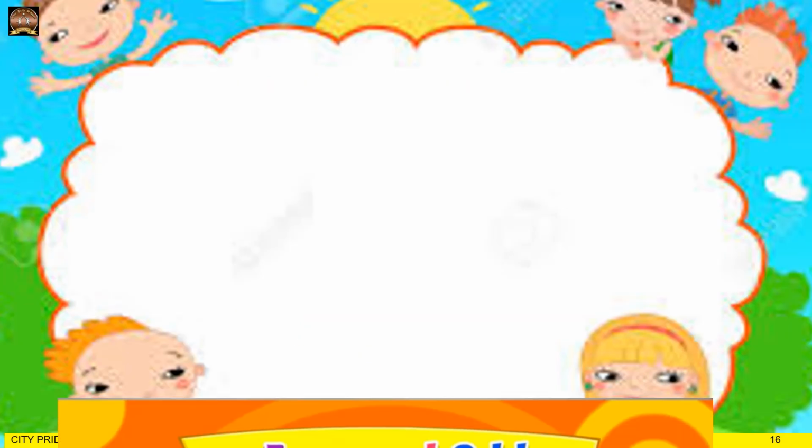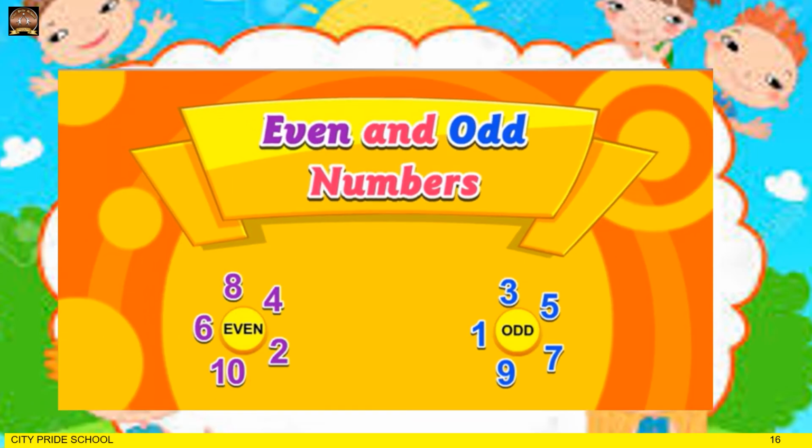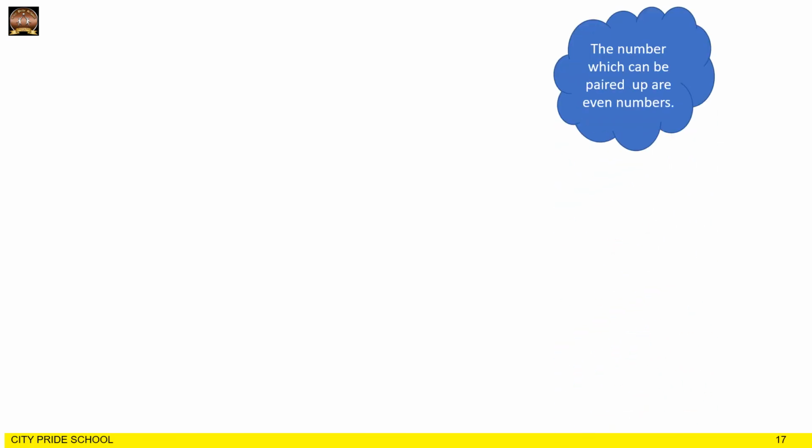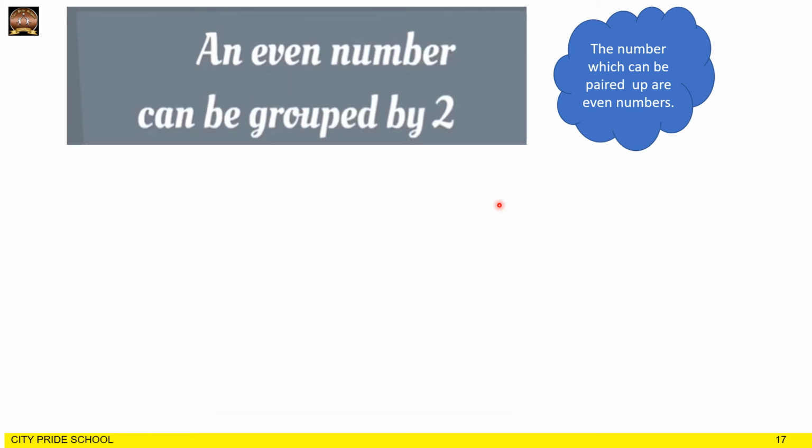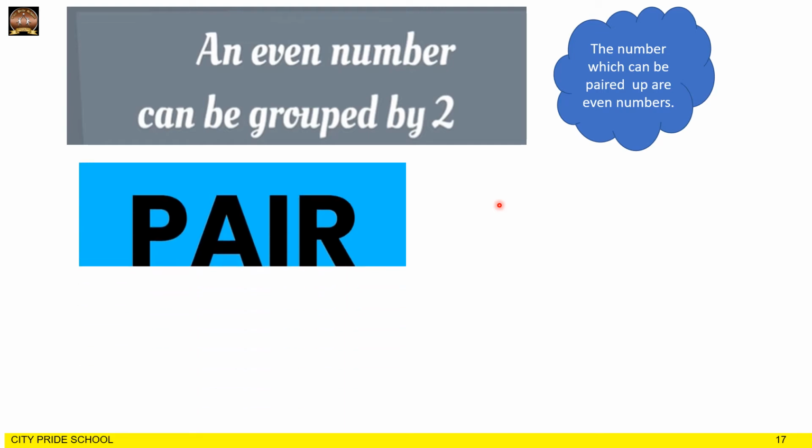Okay, so now let's find out what are even and odd numbers. Let's find out what are those. The numbers which can be paired up are even numbers. Now let's see. An even number can be grouped by 2. Okay. So the even number can be paired up or it can be grouped in twos.